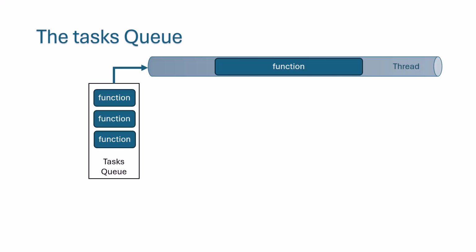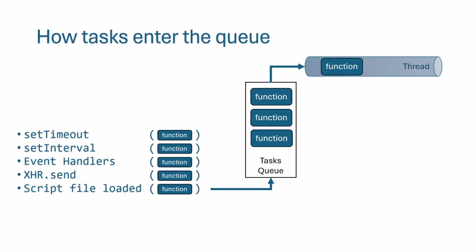Now, the tasks wait in a queue. So whenever the thread runs a function, as soon as it finishes, it moves on to the next function in a queue. But how do these tasks get into the queue? Well, there's only a few special APIs that can add them. One example is setTimeout. setTimeout takes a function and a time as parameters. After the time passes, the function is pushed into the queue.